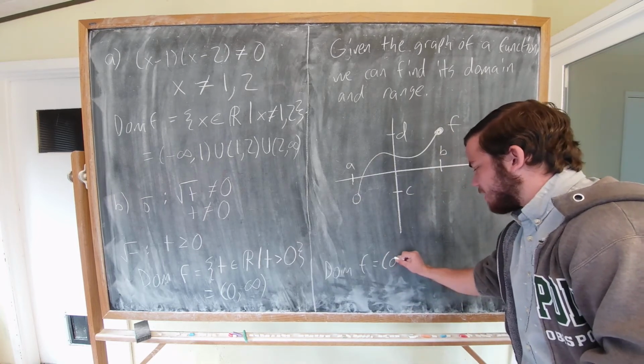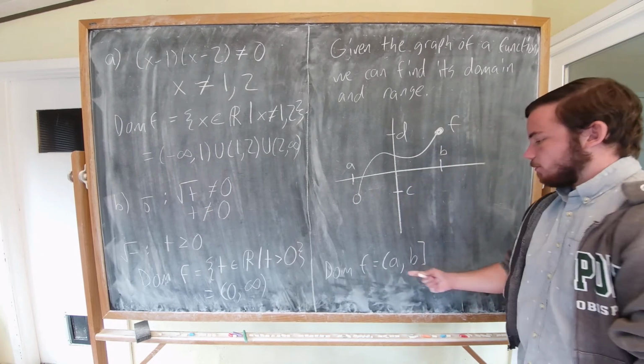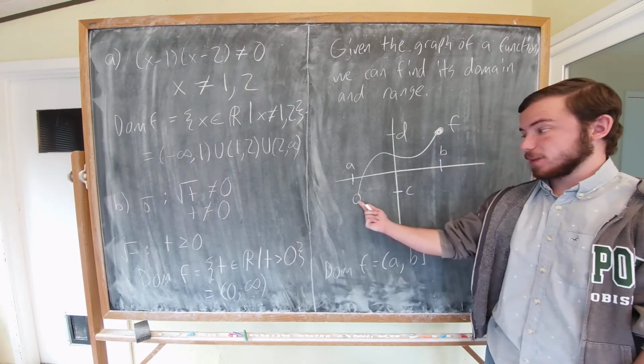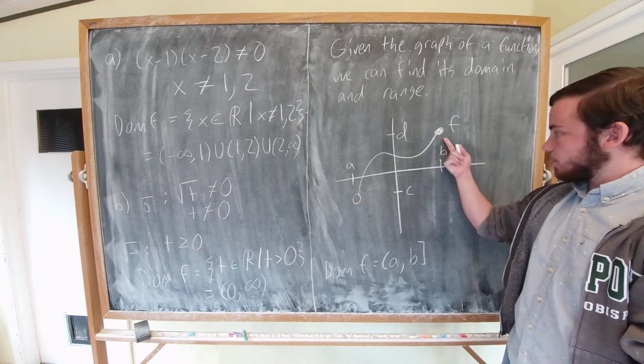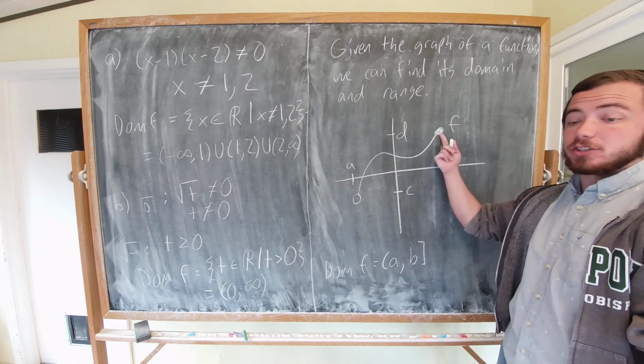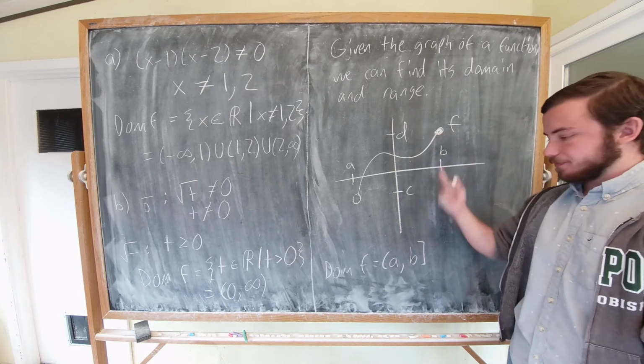So the domain of f would be (a, b], where we'd have an open parenthesis at a, because we're not including it, open circle, and a closed bracket at b, because we do include that in our domain since we have a closed circle here. That's what the graph is telling us to do.